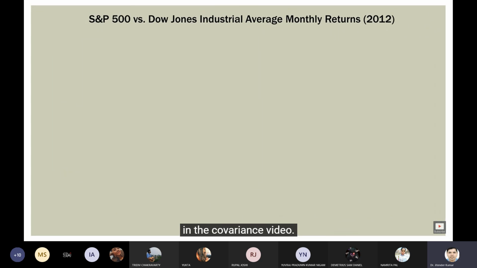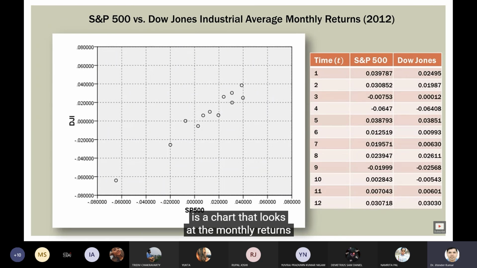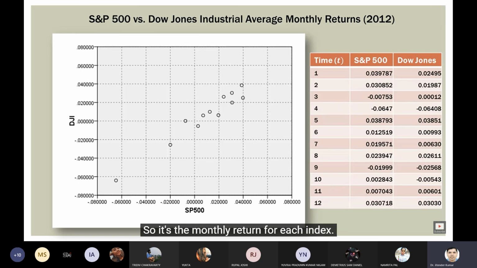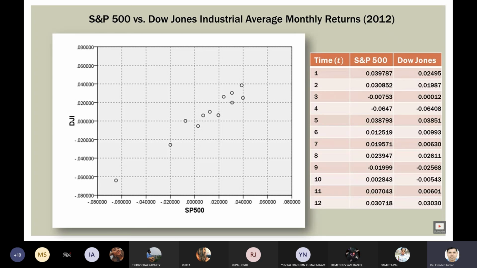So here was the example we used in the covariance video. This scattergram in the middle is a chart that looks at the monthly returns for the S&P 500 and the Dow Jones Industrial Average during the year 2012. So it's the monthly return for each index. Over on the right, you can see the returns in decimal form, so you just have to move the decimal over 2 places to get the percentage. Again, this is just a scatter plot, and I always recommend looking at a scatter plot of your data when you're looking at bivariate relationships.